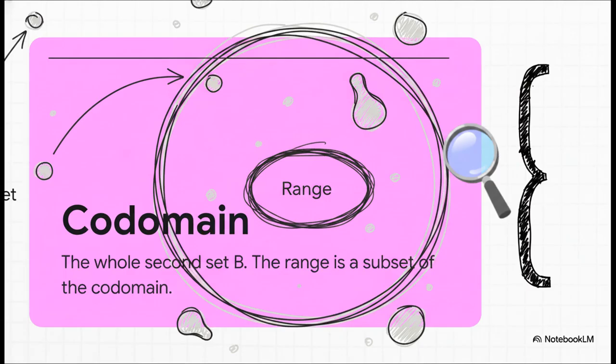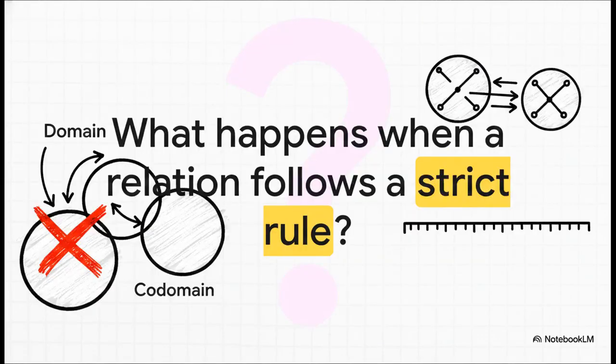Basically, the codomain is what's possible, while the range is what actually happens. So we've seen how elements connect in general relations, and we've defined our domain, range, and codomain. But now we really need to ask a vital question. What happens when these connections are forced to follow a completely uncompromising, strict rule where ambiguity is just entirely eliminated? That question brings us to the very tip of our conceptual funnel.